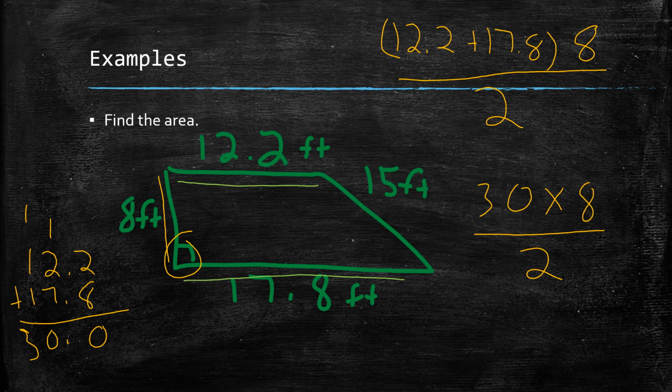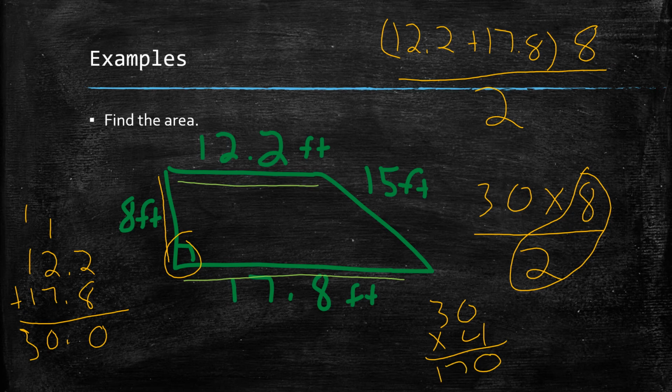Divide that by 2. However, I recommend switching these two because 30 has a 0 on the end. That's easier to work with. So if I do 8 divided by 2, that gives me 4. When I multiply this, 4 times 0 is 0, 4 times 3 is 12. So the answer to this problem is 120 feet squared.